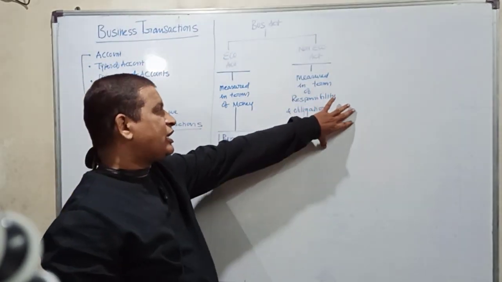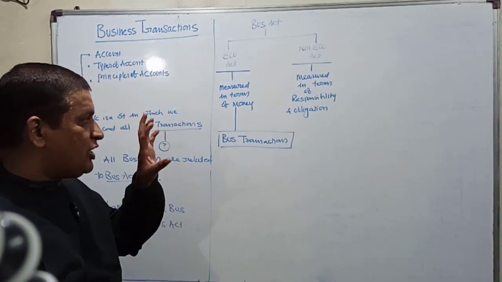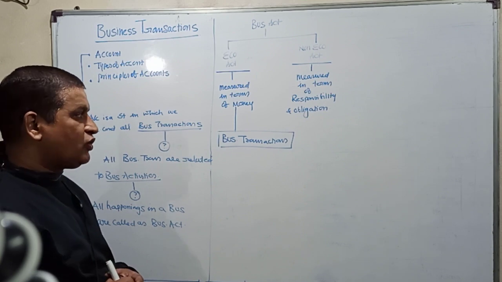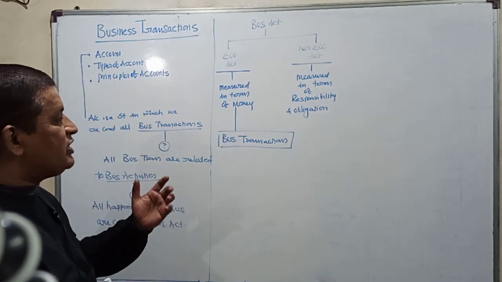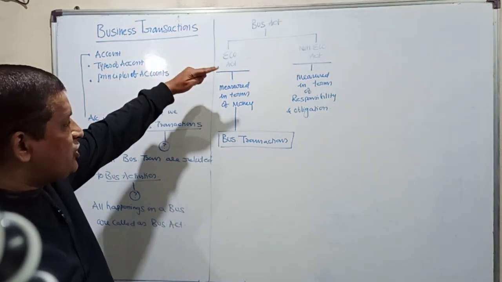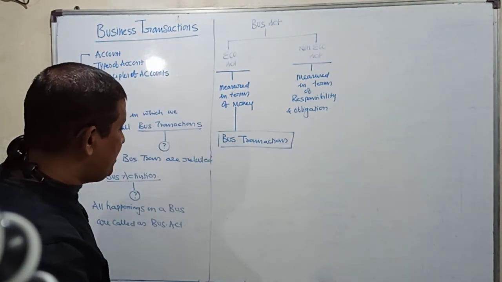Whereas non-economic activities which are not measured in terms of money are not recorded in books of accounts. So what is a business transaction? A business transaction is a business activity which can be measured in terms of money.